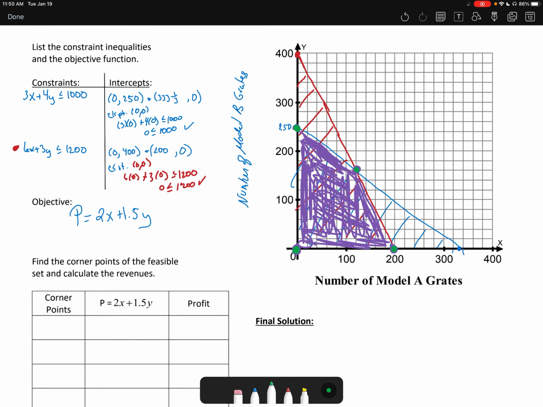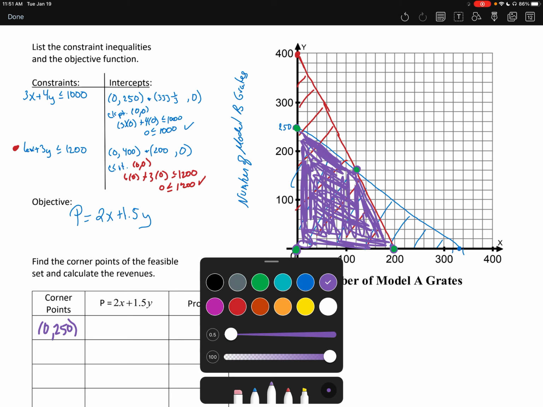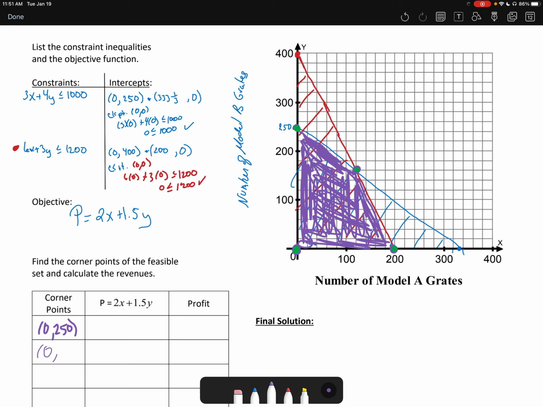So I can come down here and I can say, okay, so I know some of my corner points already. One of them is 0, 250. Another one is 0, 0. Another one is 200, 0. But there's this 4th one right here that I don't know what that is. I can guess based on my graph, but if you don't draw your lines perfectly, then you may be tricking yourself by just looking at it.